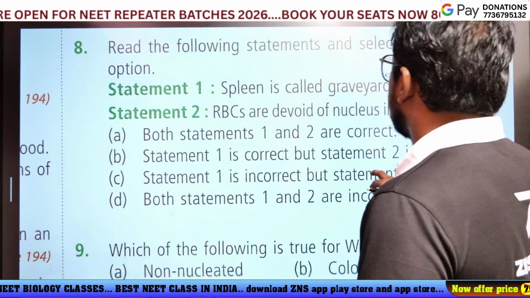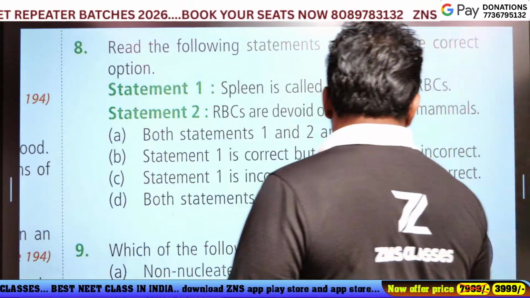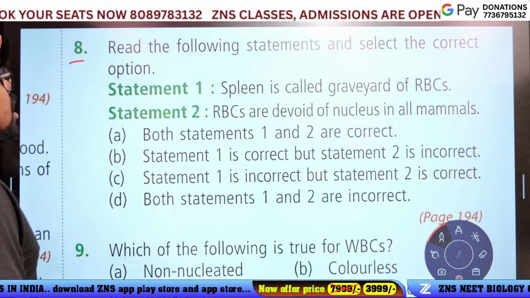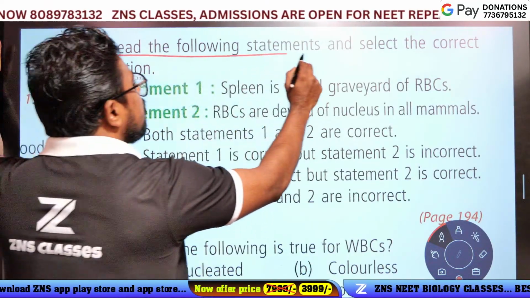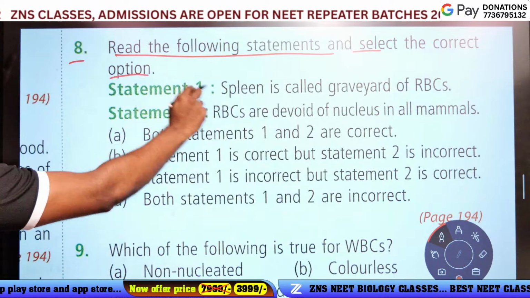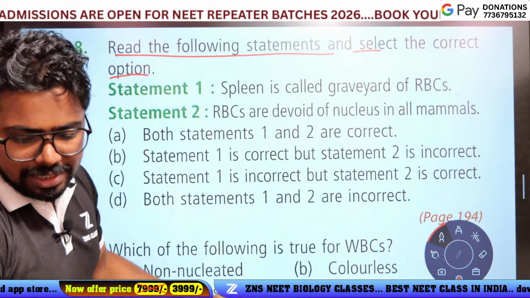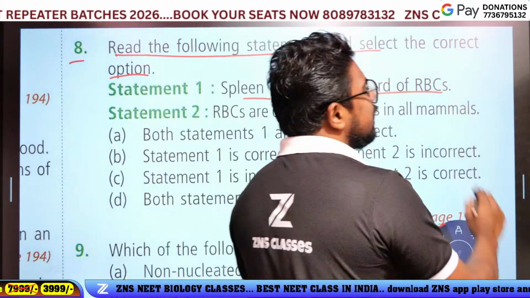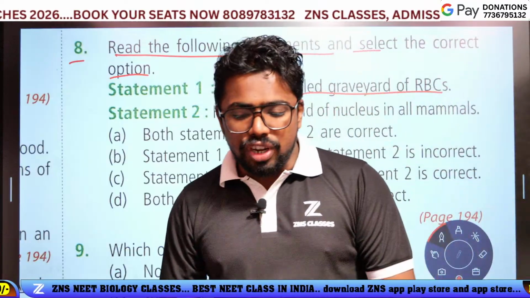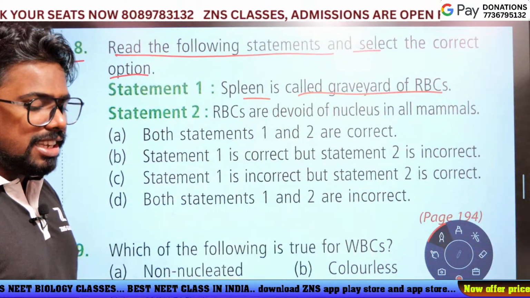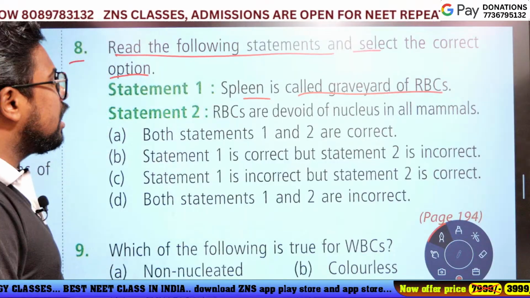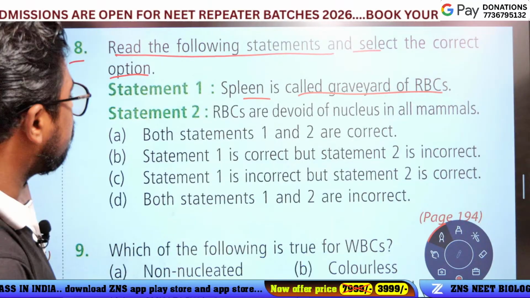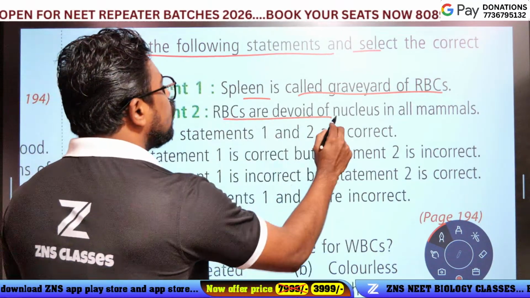Question number 8. Read the following statements and select the correct option. Statement 1: spleen is called the graveyard of RBC, which is a correct statement. After 120 days the RBC die or are destroyed in the spleen. The spleen is called the graveyard of RBC. The RBC divide nucleus.